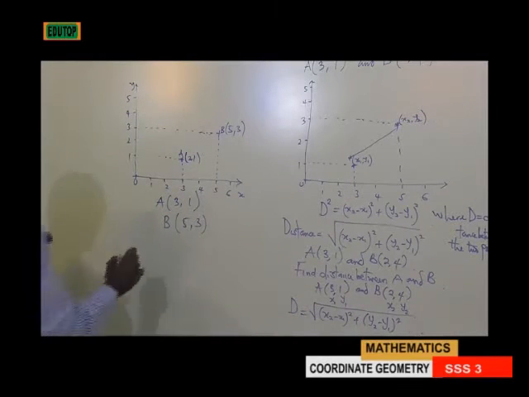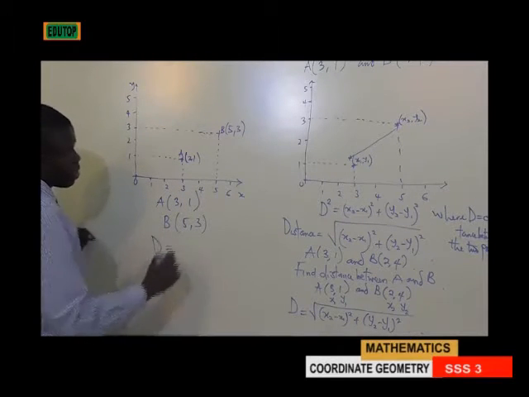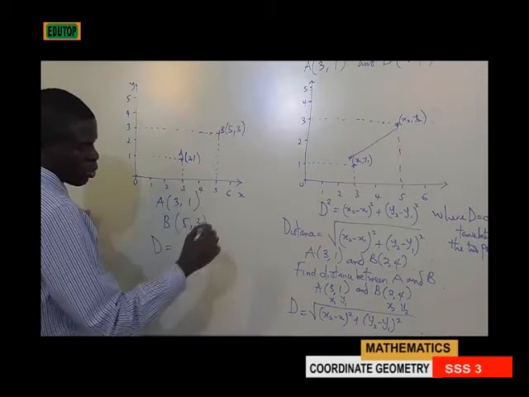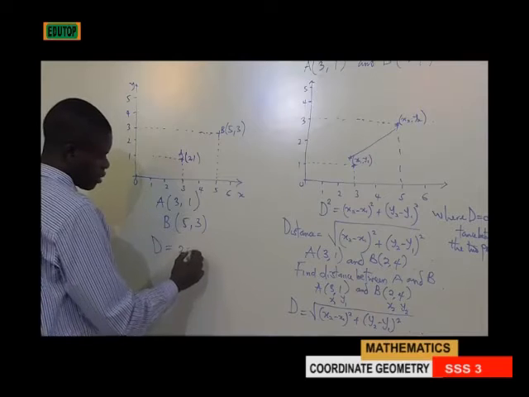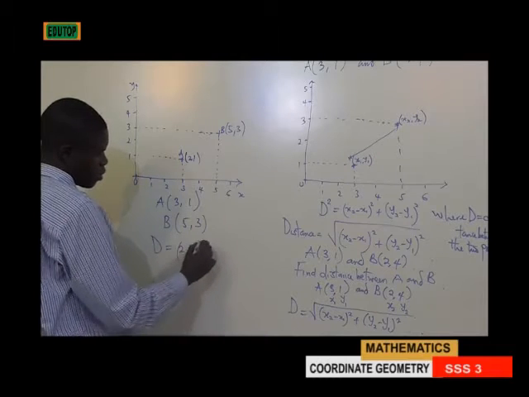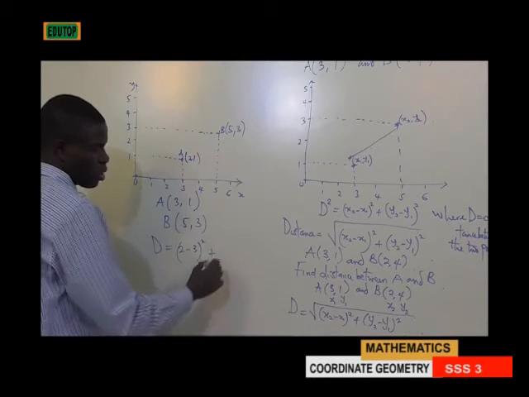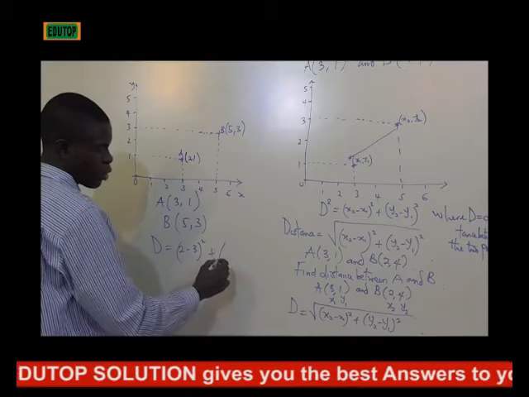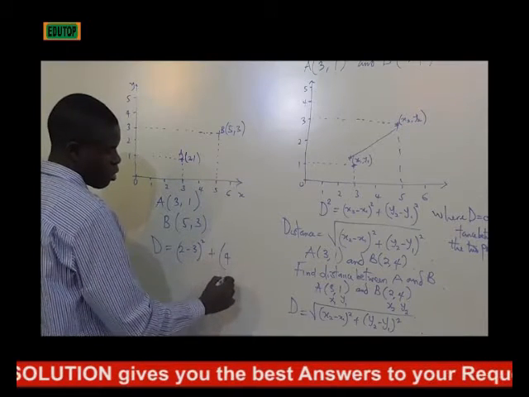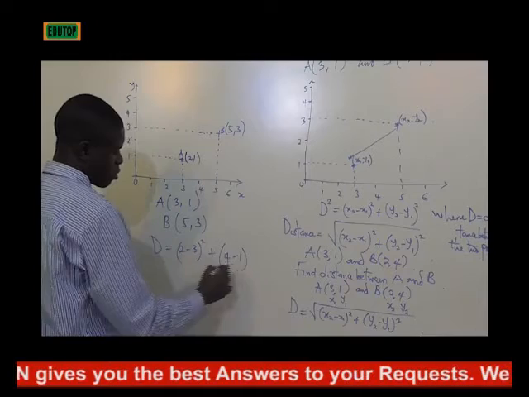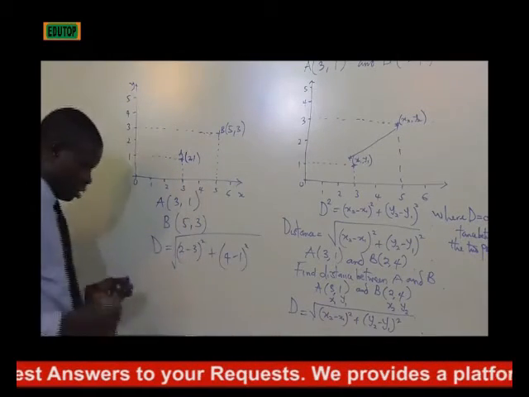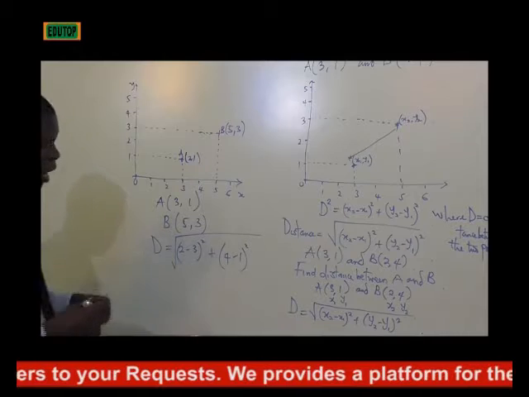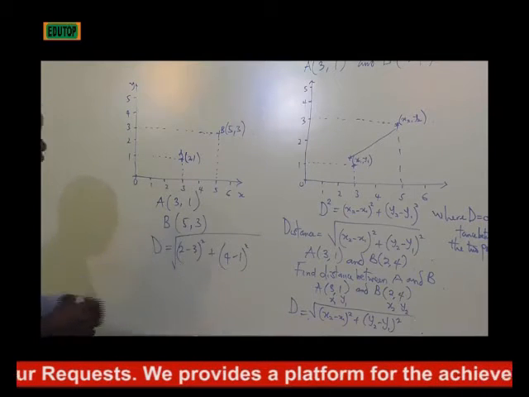So here, the distance D will now be equal to, what is our x2 from the question? We have 2 minus x1, that is 3, square, plus y2, what's our y2? Our y2 is 4, minus y1, square. Then we know that there is a square root that is affecting what we have inside the square root.